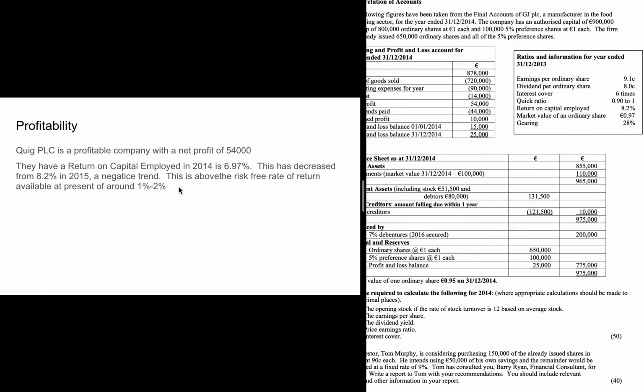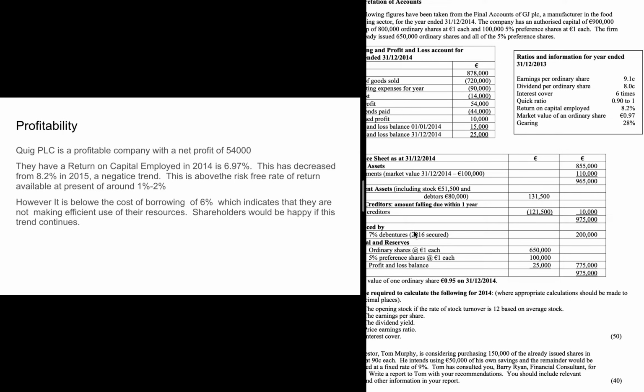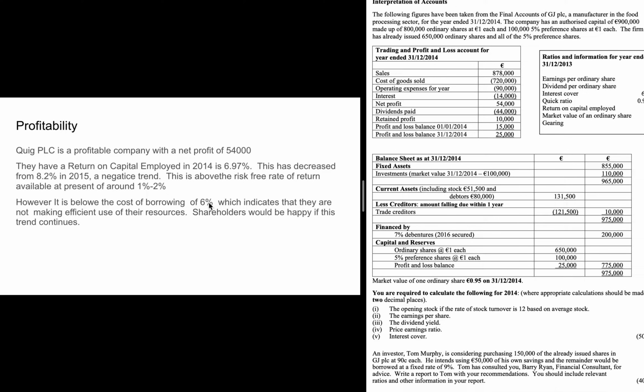So it's above the risk-free rate of return, but it's below the borrowing rate. So it's below the 7% borrowing rate. Not what he's borrowing at, but what the company is borrowing at. I should say, it's below the borrowing rate of 7%. Sorry, a lot of typos, as you can see. So that's obviously 7%, which indicates they're not making efficient use of their resources. So shareholders would not be happy with that if the trend continues.